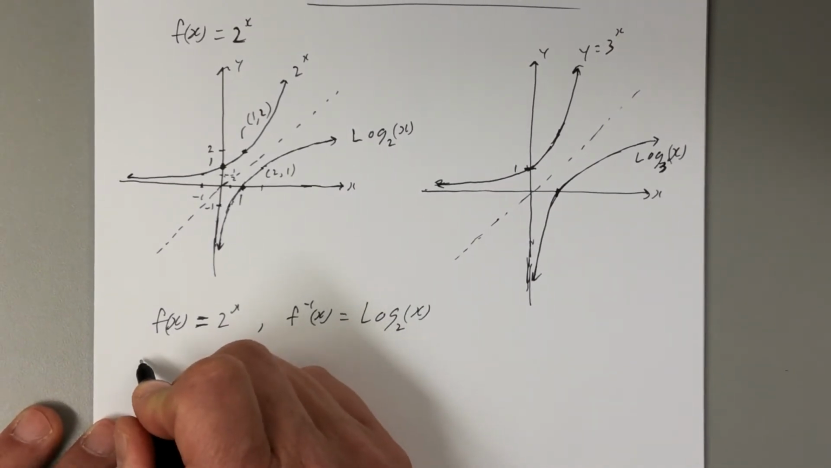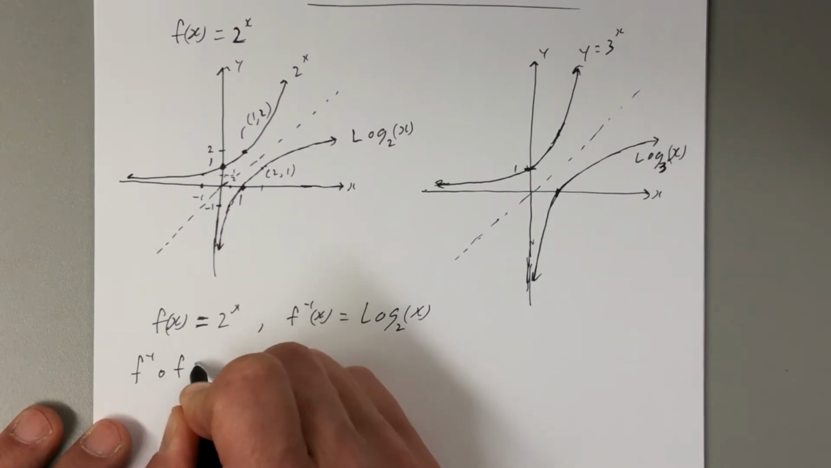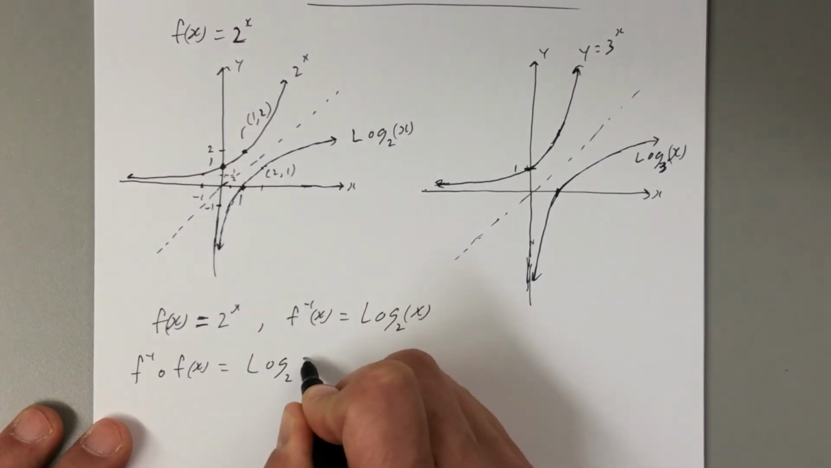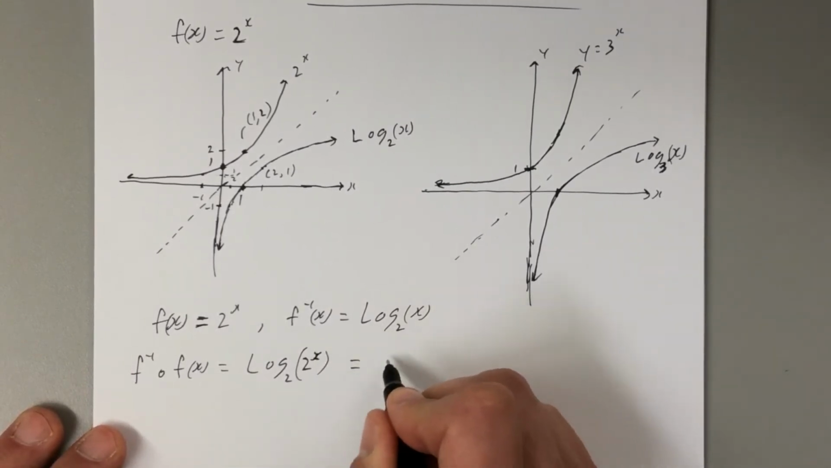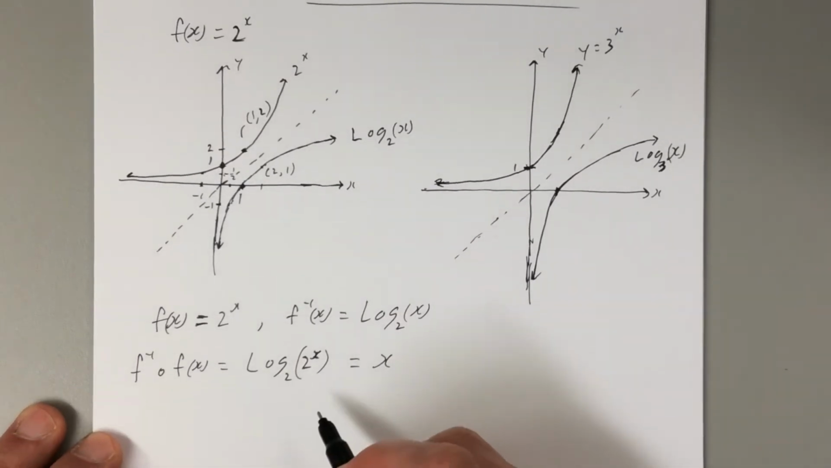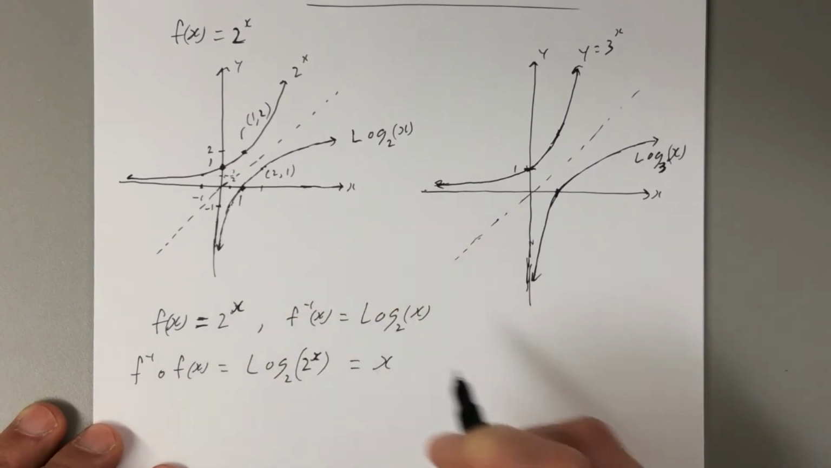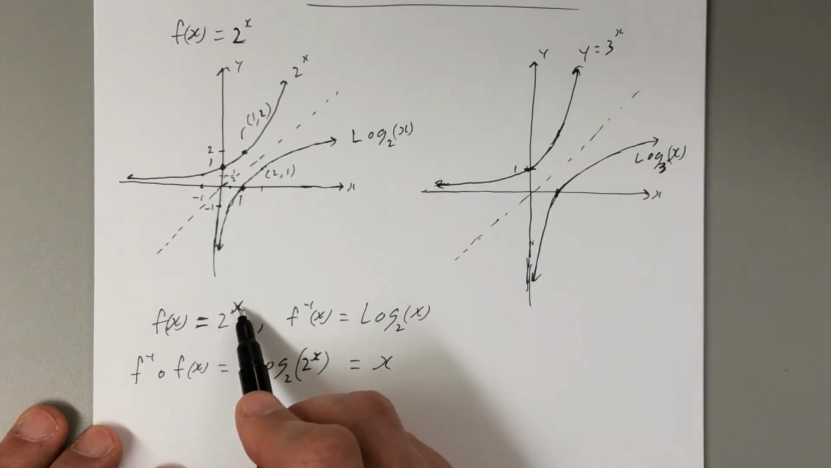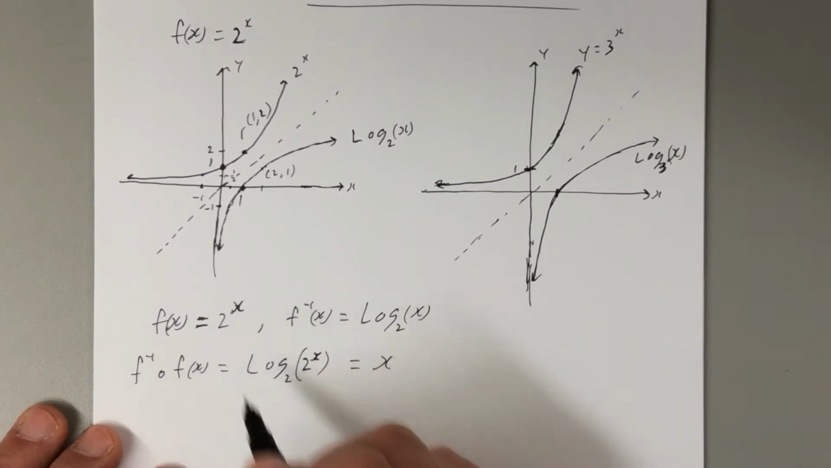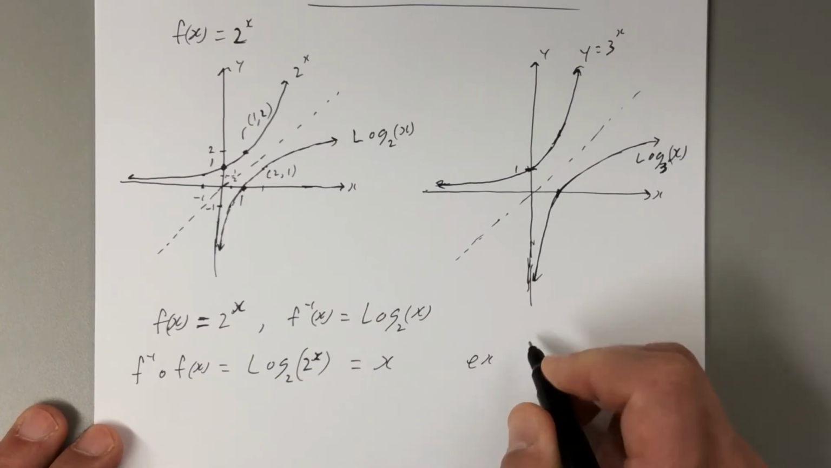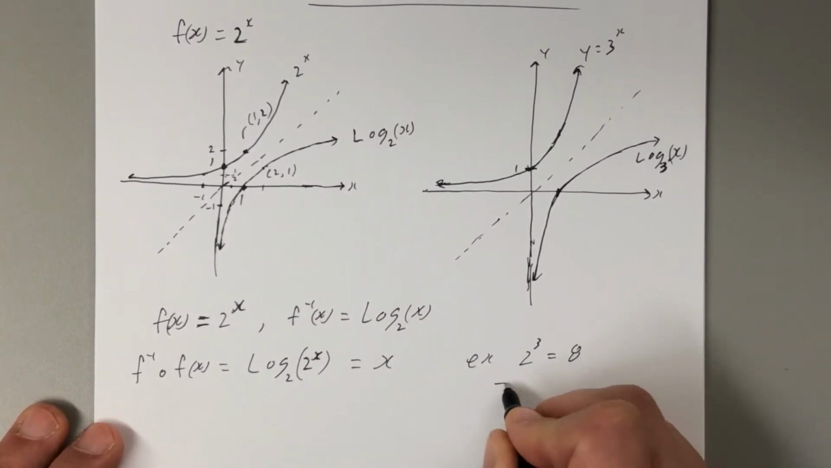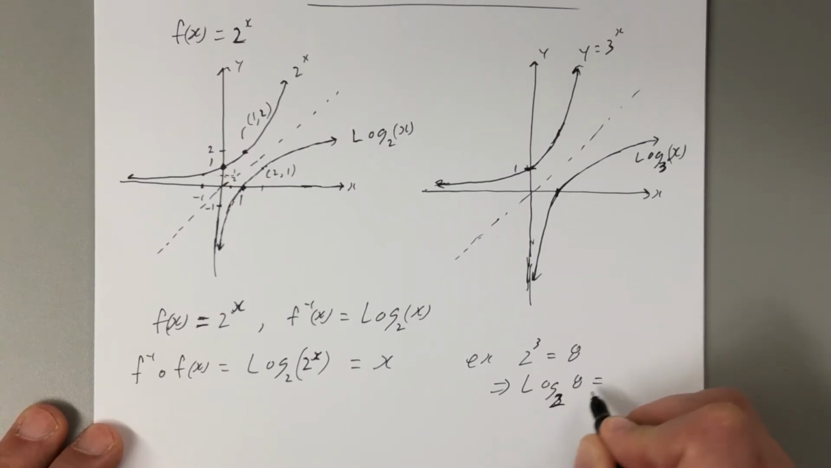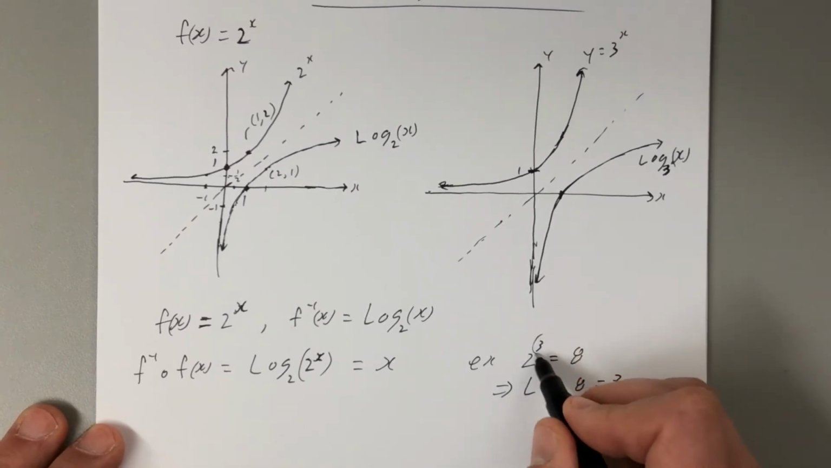So f inverse circle f of x, we compose them, we get log base 2 of 2 to the x, and that should equal x. Now, when we think of inverses, before you plug in a number here, so 2 to the 3 is 8. If I then go log base 2 of 8, that gives me 3 back. So 2 to the 3 equals 8, which implies that log base 2 of 8 equals 3. That was the input there.